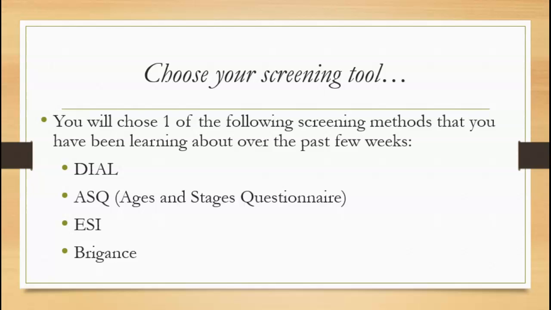The first thing you will need to do for this assignment is to choose which screening method you would like to highlight for the assignment. The screening methods that you will choose from, again, include the DIAL, the ASQ, ECE, and Brigance. The content folders in the course modules should provide ample information about these screening methods, but you are free to search for additional research and videos to help you further understand your chosen method.